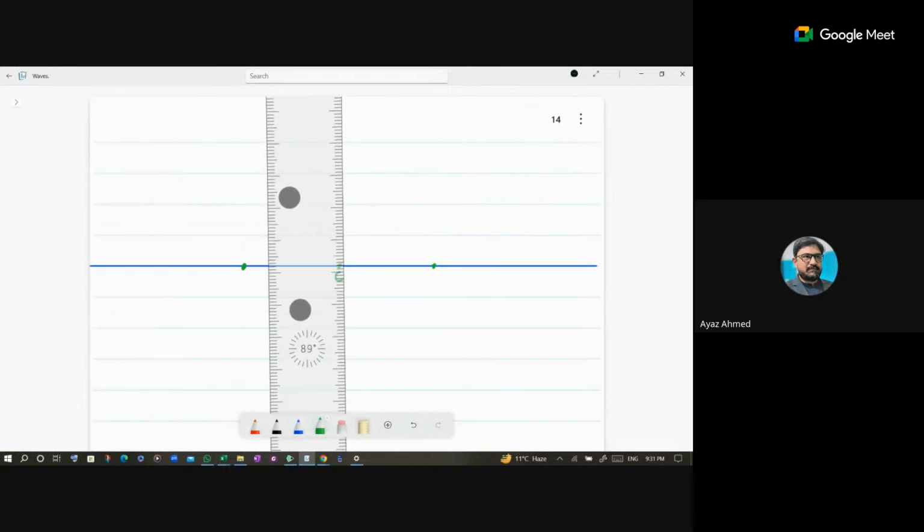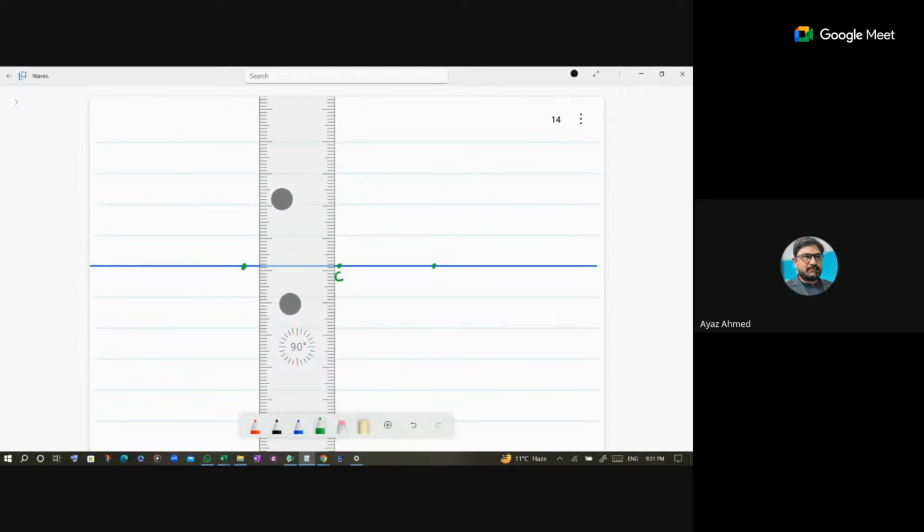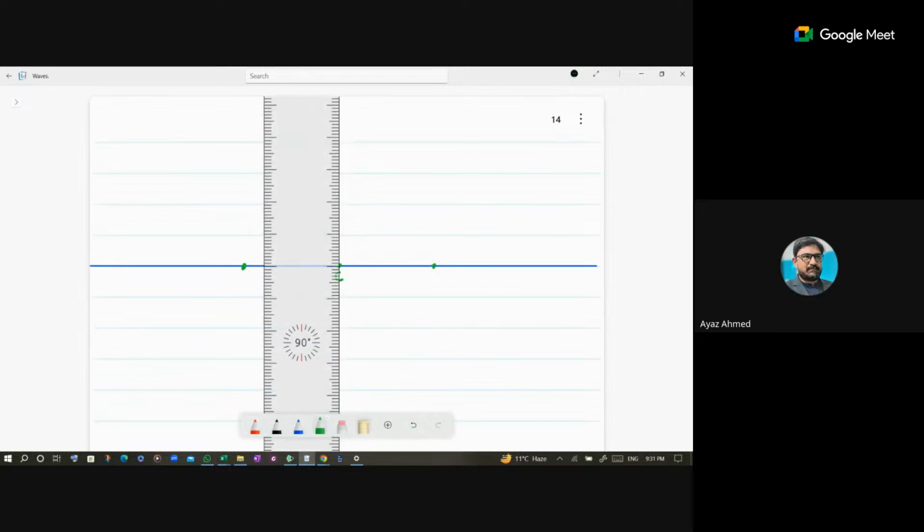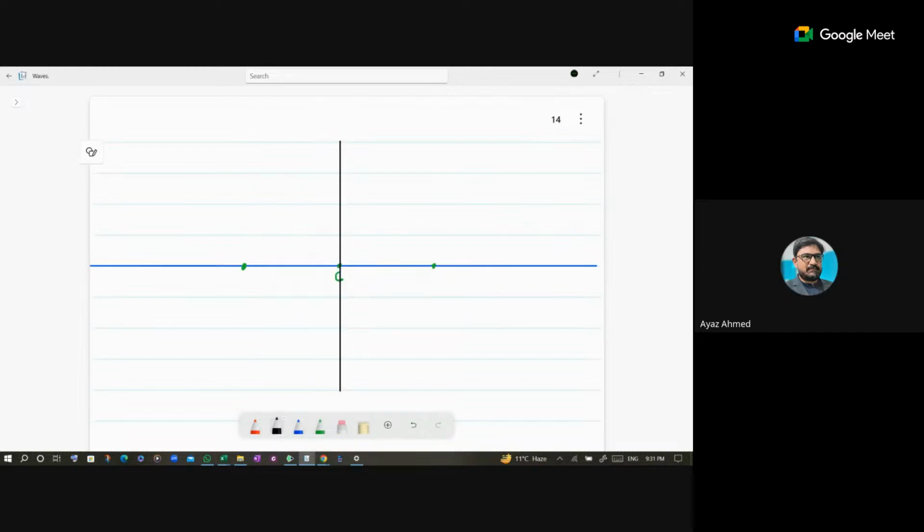I will draw a straight line over here at 90 degrees to this one. This would be considered as the lens. 1, 2, 3, 4 lines above and 4 lines below. This is your lens. Is it clear, Ariba? This is the position of your lens. Now this is your principal focus or focal point, and so on.